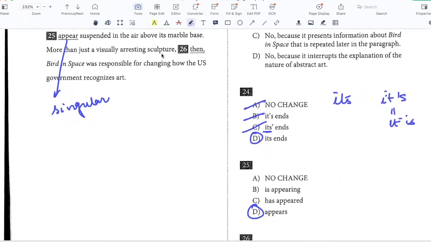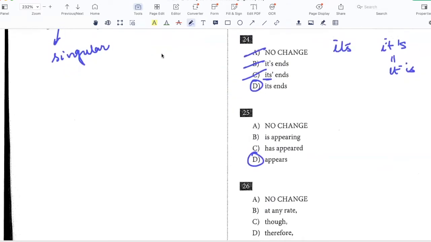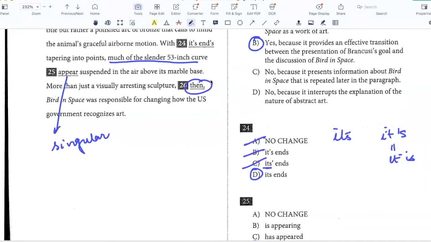More than just a visually arresting sculpture, though, Bird in Space was responsible for changing how the US government recognizes art. Here I need to choose the right connector. Here I have described how this was a visually arresting sculpture, right? Its ends tapered into points and it had a slender 53-inch curve that appears suspended. But more than all of that, its primary historical significance is that it was able to change how the US government recognizes art. So even as I'm saying it was beautiful and visually arresting, its primary significance is that it helped the US government recognize art.